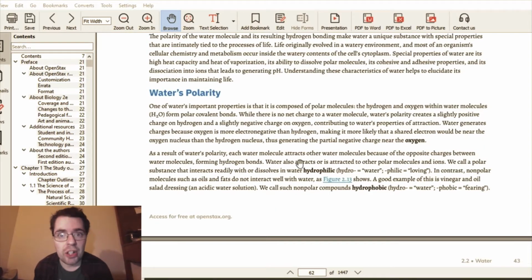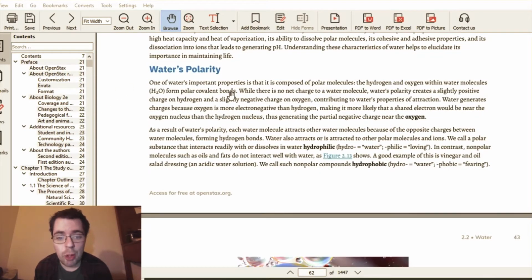First off, water polarity. One of water's most important properties is that it is composed of polar molecules. As we went over in the previous lesson, polar molecules simply means that one part of the molecule has a positive charge and one part of the molecule has a negative charge. In the case of water, the oxygen atom is negatively charged, and the two ends with the hydrogen atoms are positively charged.